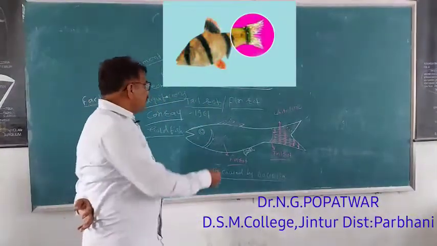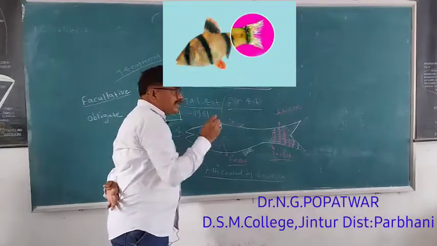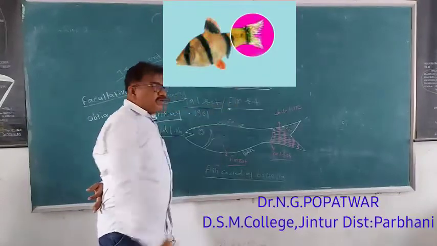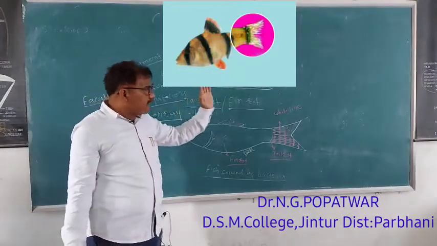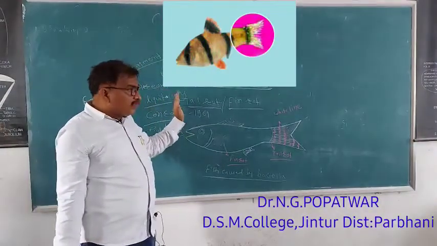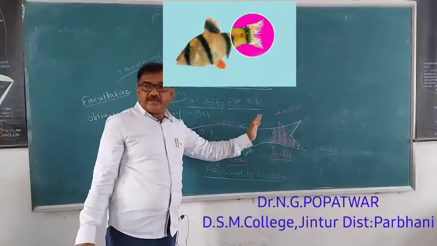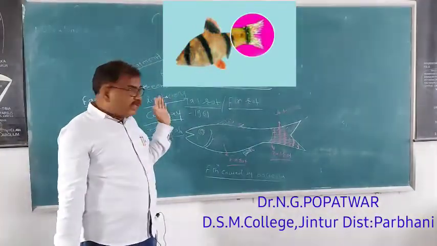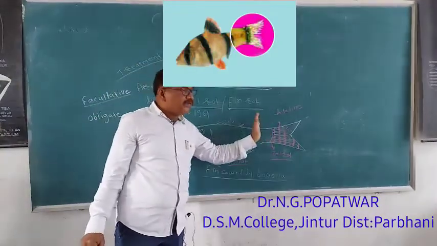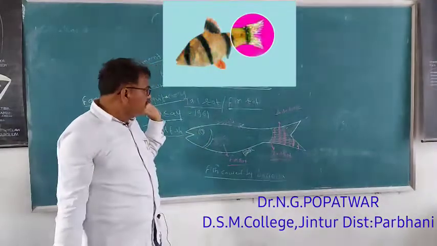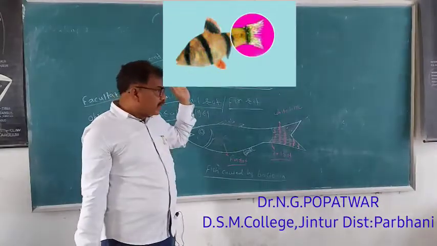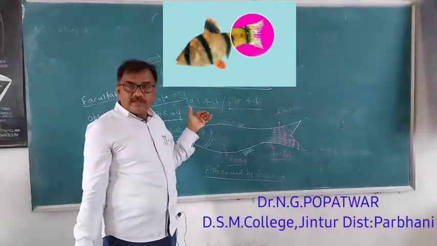Tail rot is also called fin rot, but there is a controversy about it, because tail rot is different and fin rot is different. In tail rot, the caudal fin of the fish is affected by bacterial pathogens. When the caudal fin is severely affected and falls off, that disease is called tail rot.